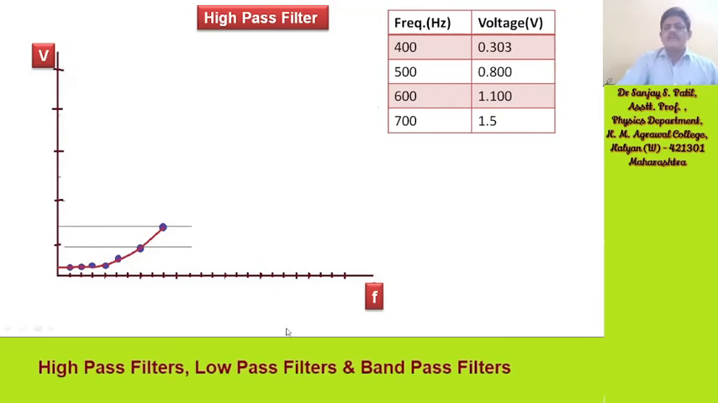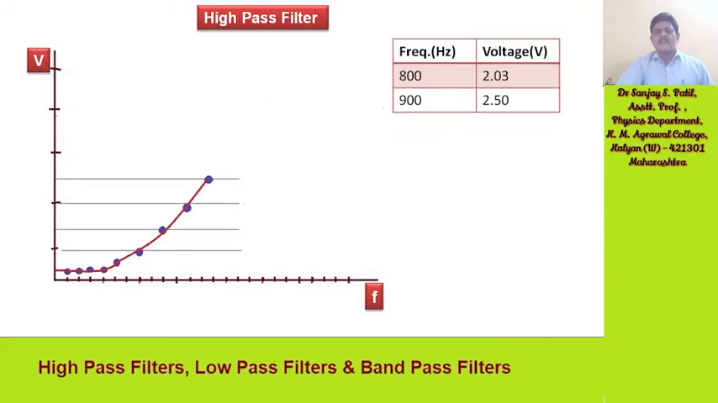If we are providing frequency 400 Hz, then it is 0.303. For 500 Hz, it is 0.800. For 600, 1.100. For 700, it is 1.5. So this is all about the frequency versus voltage.